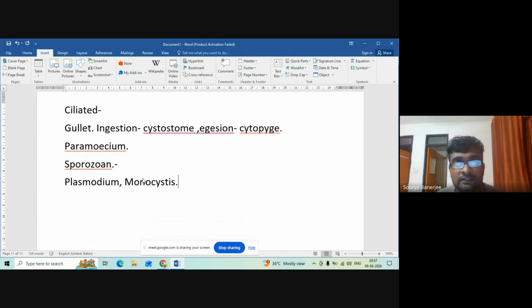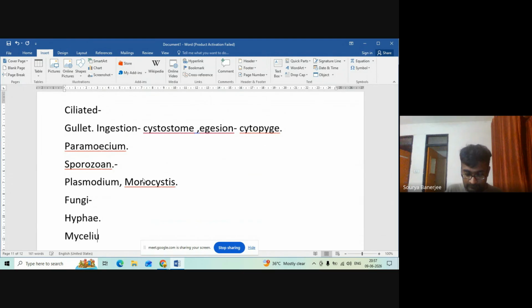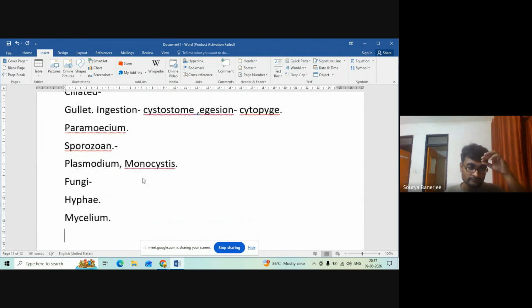Now coming to fungi. Fungi characters. I already told that their cell wall is made up of chitin and they have a hypha network, thread-like, filament-like structure. They are called hyphae. And the network of hyphae is called mycelium. Now coming to the different classification of fungi.